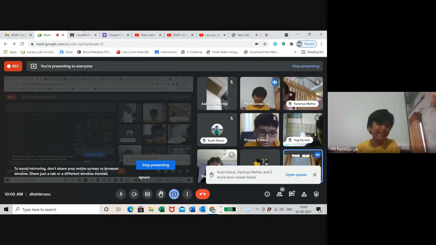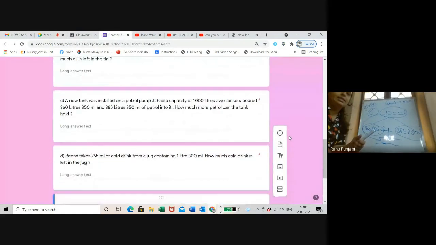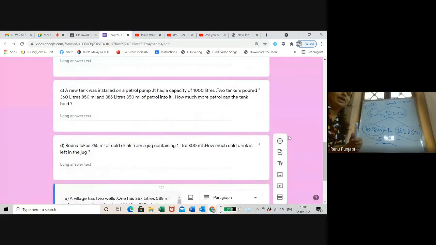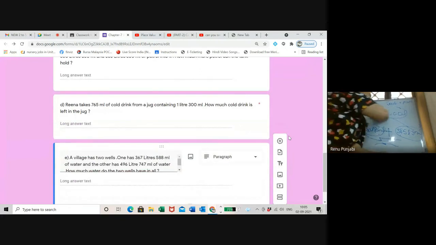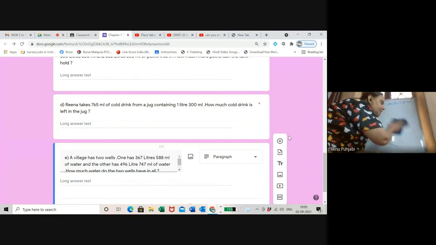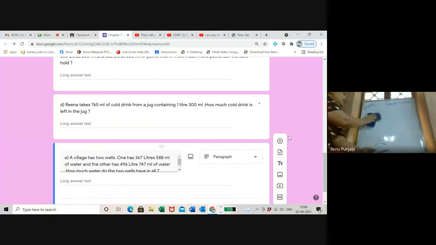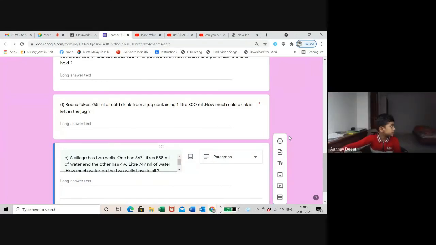Ma'am, now I will go do that only. Very good. Now I will go to the next. Reena takes 765 liter of cold drink from a jug, how much cold drink is left in the jug? So which operation we will apply on the D1? Simple, it is: there was a jug, it had some capacity, some was taken out. How much is left? It's very simple, students. Minus. Yes.